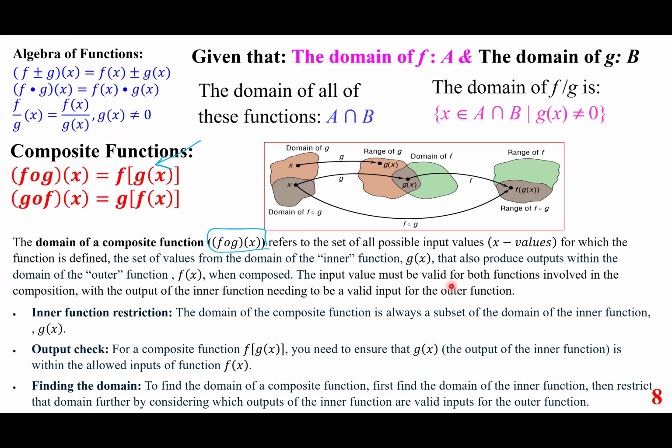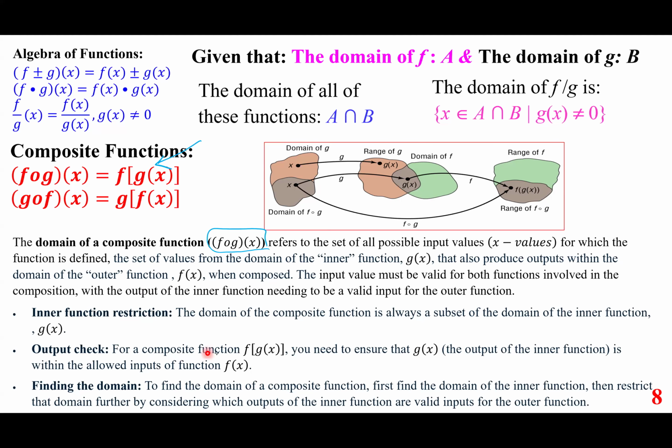The input value must be valid for both functions involved in the composition, with the output of the inner function needing to be a valid input for the outer function. Inner function restriction: the domain of the composite function is always a subset of the domain of the inner function g of x. So this actually helps understand the concept. So what is the domain for f of g? Basically, it's the domain for g of x or smaller than that. That's the bottom line. It has to be a subset of that.